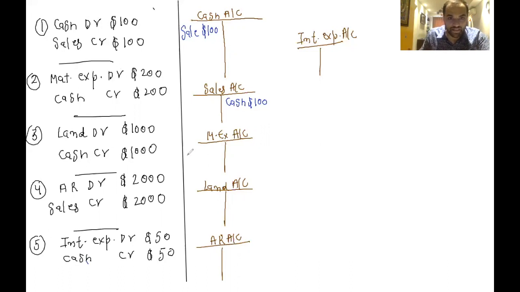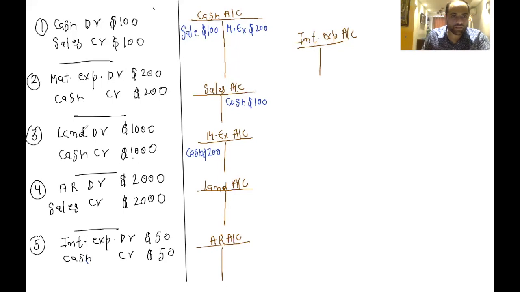Next, material expense debit because of cash. Amount is 200. Cash account credit because of material expense. Material expense amount is 200.